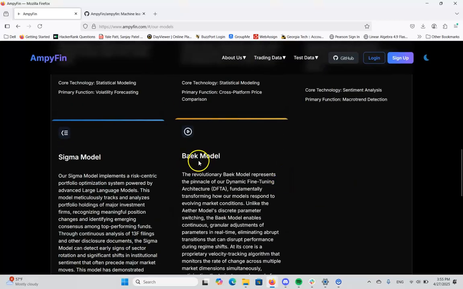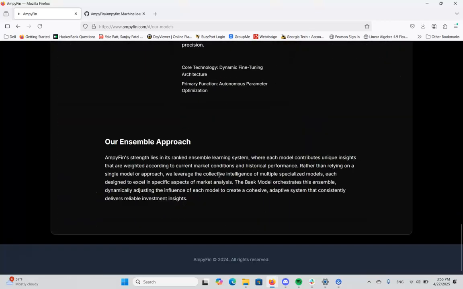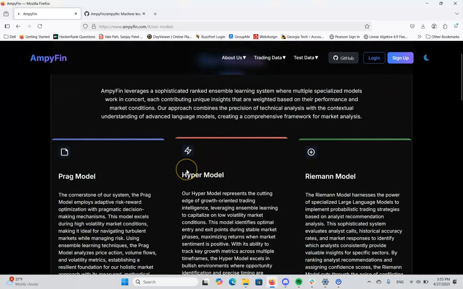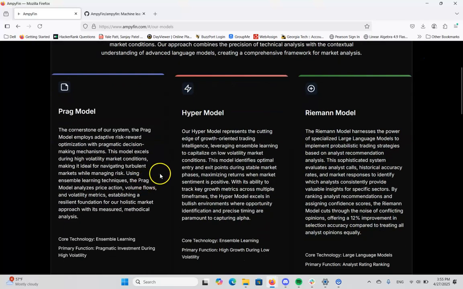So yeah, I'll discuss a little bit more about the big model. It's a little bit different from what version 3 has. So yeah, let's get started. The Prague and the Hyper model, they both use ensemble learning, and they're both technical indicator models.